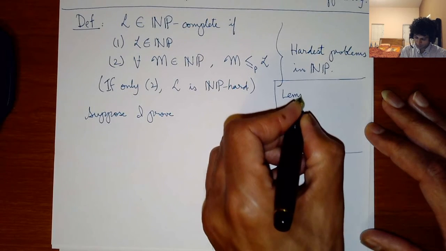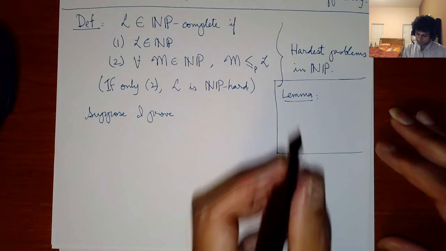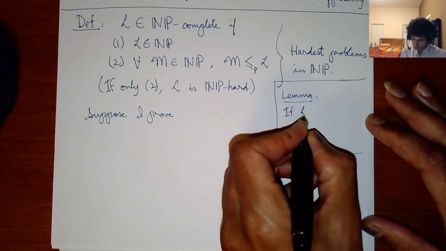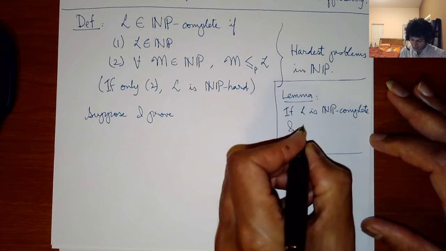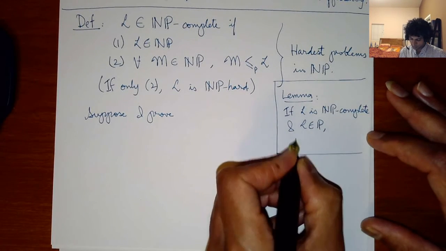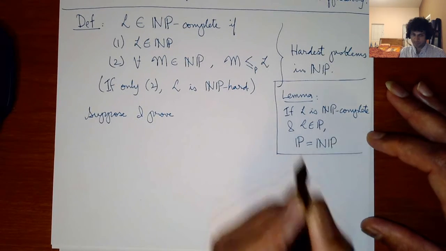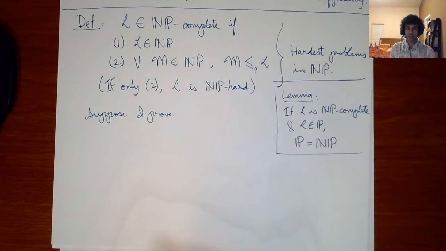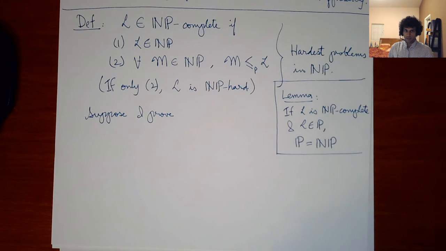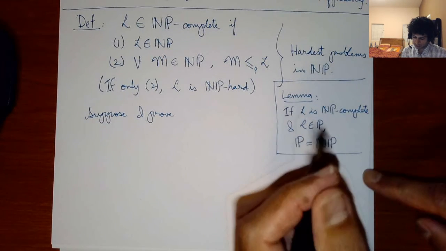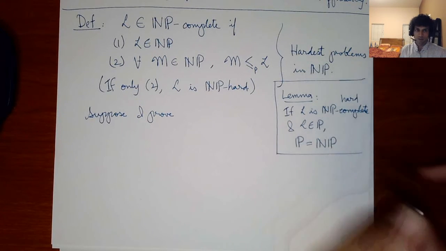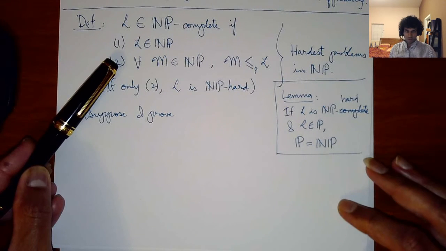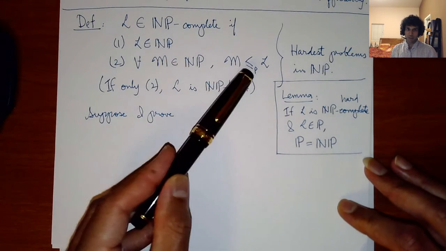So I'll just state this as a lemma, maybe as a claim or a lemma, that if L is NP-complete and L is in P, then that implies P is equal to NP. Does this lemma make sense? If L is NP-complete and L is in P, then P is equal to NP. And you don't even need the complete here. It's enough to say that if L is NP hard. Why? Because if the second condition holds, look at the second condition. So every language in NP can be reduced to L.